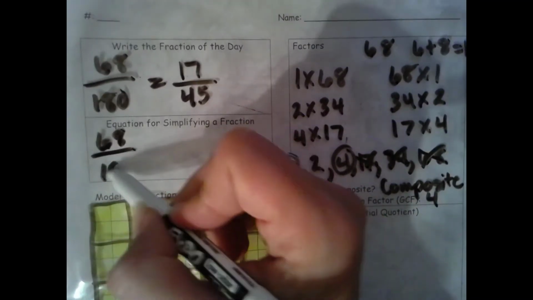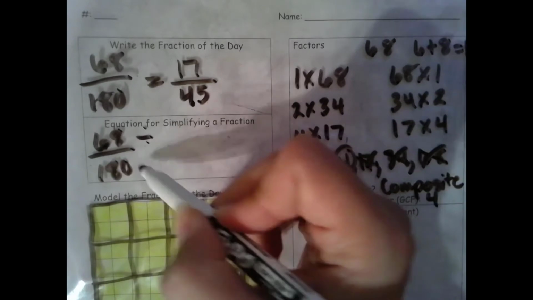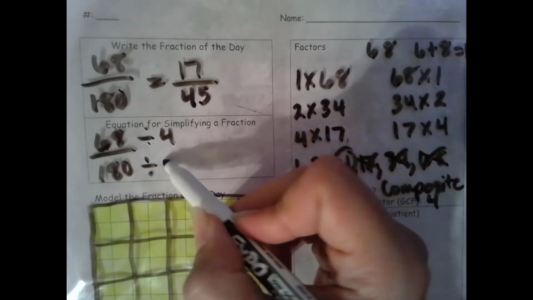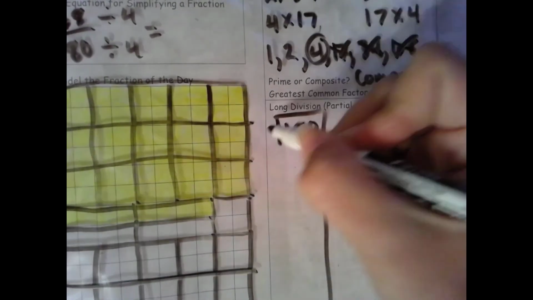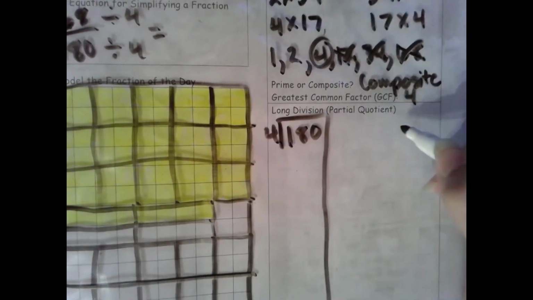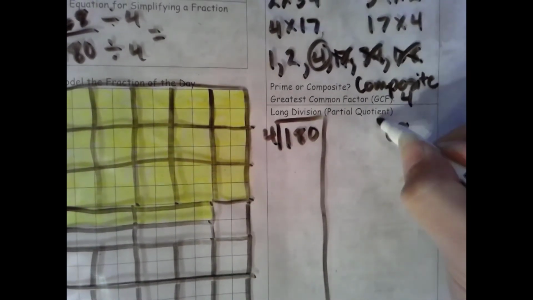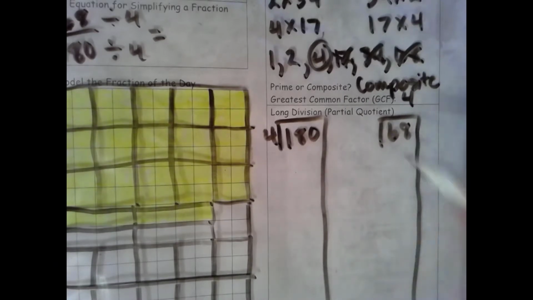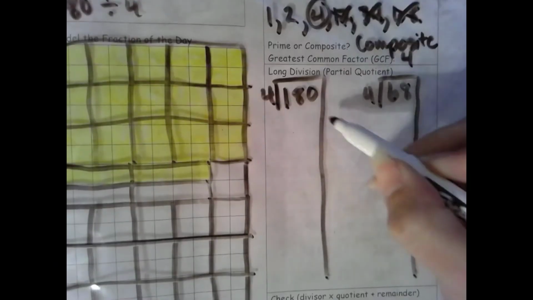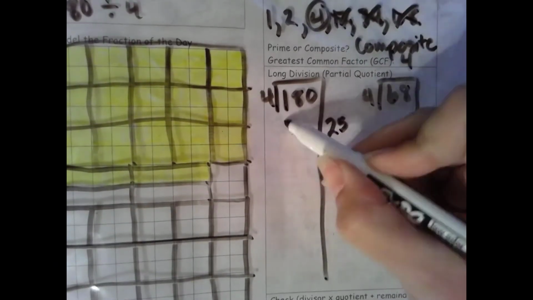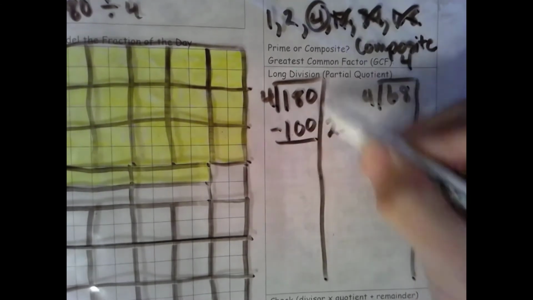Let's go ahead and divide using our algorithm. We always use the same numbers to divide by, and they have to be factors of both numbers. They have to be a common factor. So I know 4 quarters makes $1. So 4 times 25 is 100.